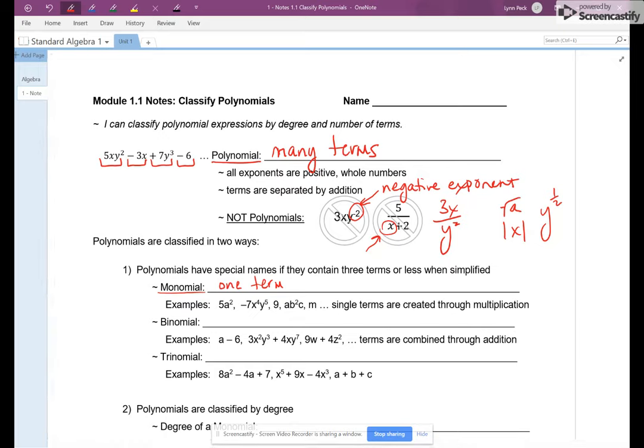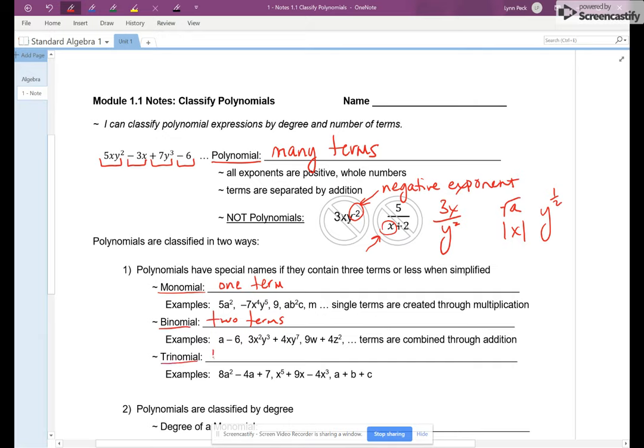Once I start adding and subtracting these terms, then I have polynomials, and if I just have 2 terms, I have what's called a binomial. Bi standing for 2. So a minus 6 is 2 terms, a and negative 6. This ugly guy is still just 2 terms. The 3x squared y to the 3rd is all one big product, so that's 1 term. The positive 4x y to the 7th is one big product, so that's a single term. So that's just 2 terms. 9w is a term, 4z squared is a term, 2 terms.